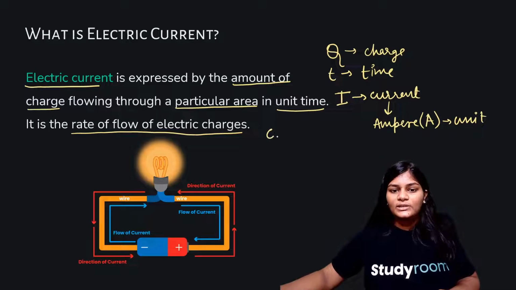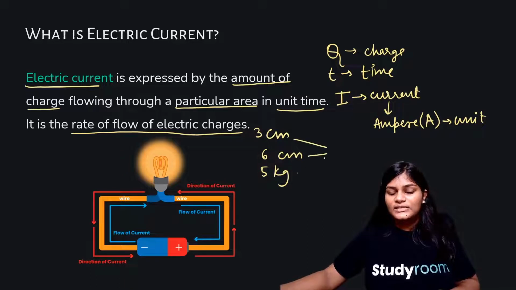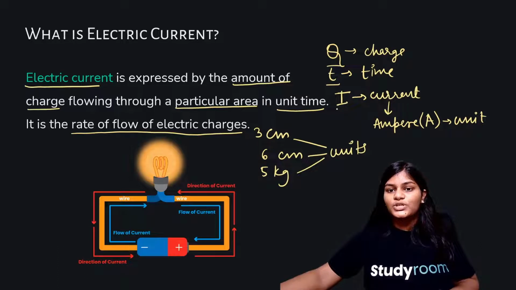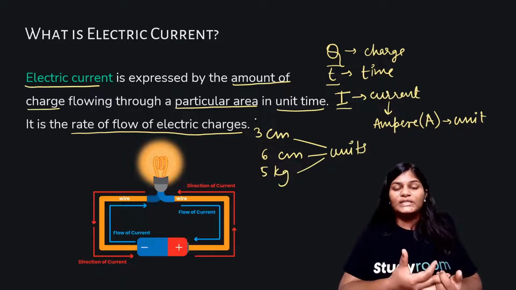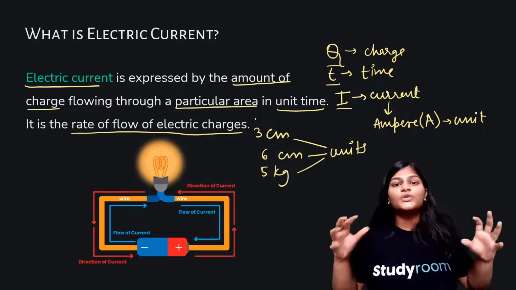Like we write 3 centimeters or 6 centimeters or 5 kg. These things are units. And these Q, T, I, this is what we use to denote a particular quantity. These are known as symbols. So these two things should be clear to you.